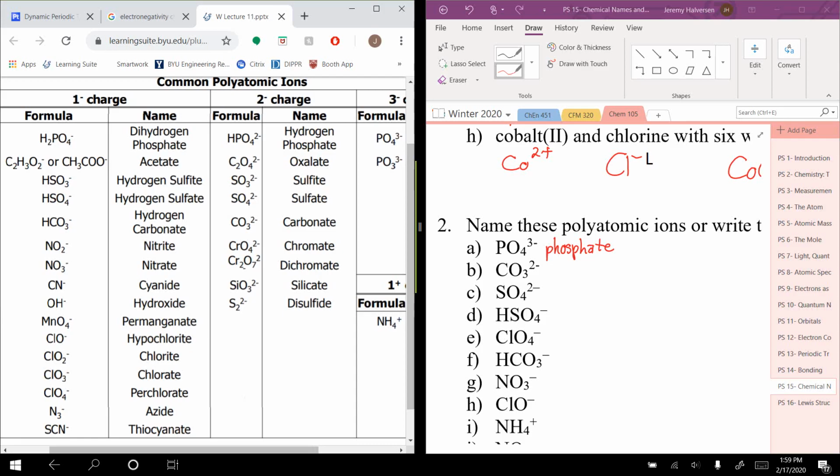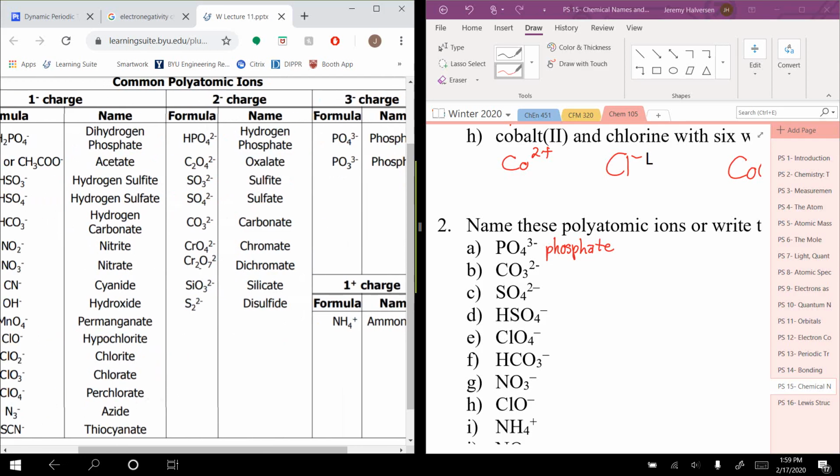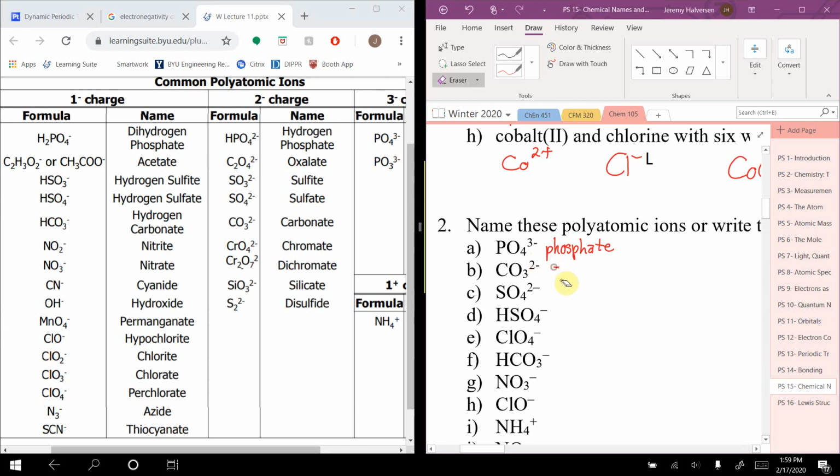CO3 2 minus is carbonate, sulfate, hydrogen sulfate, perchlorate. This is hydrogen carbonate. You'll also see it called bicarbonate.